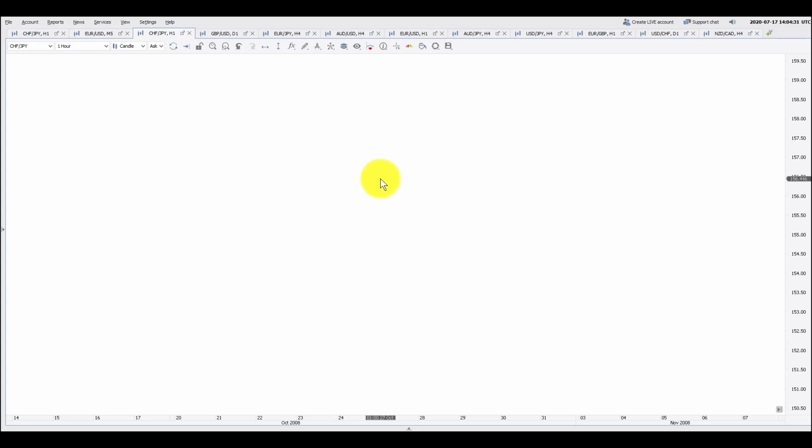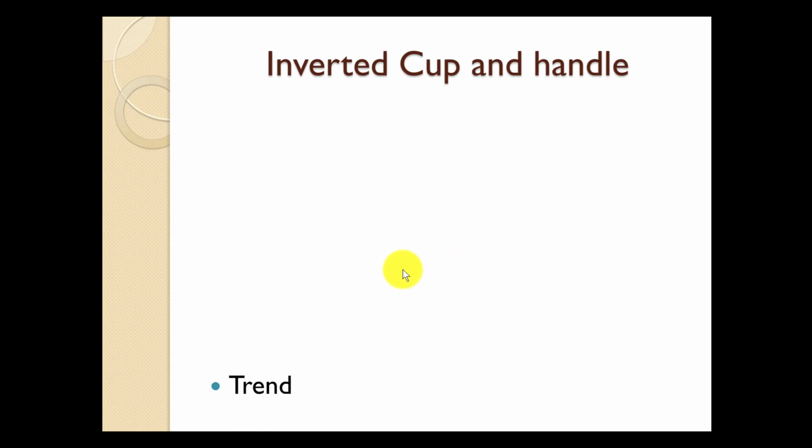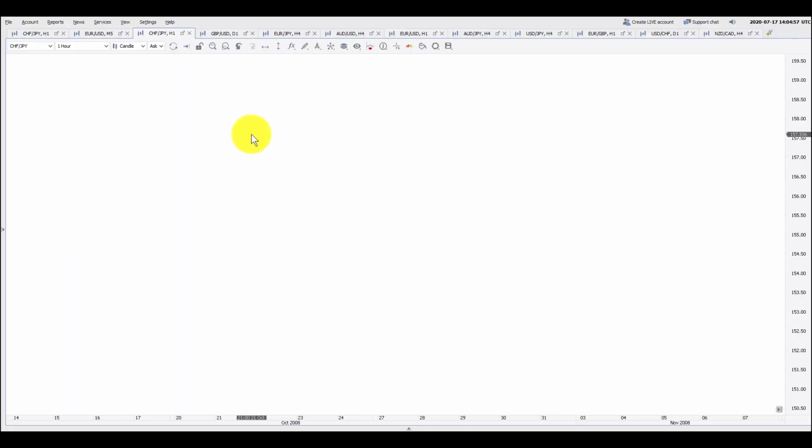So dear friends, for easy understanding of this pattern, the inverted cup and handle, I want to take help of a screen where I will try to draw it and explain it to you. The first thing we need for this pattern to occur is a prior trend. Since we are talking about the inverted cup and handle formation, this formation occurs in a downtrend, like I just mentioned before.